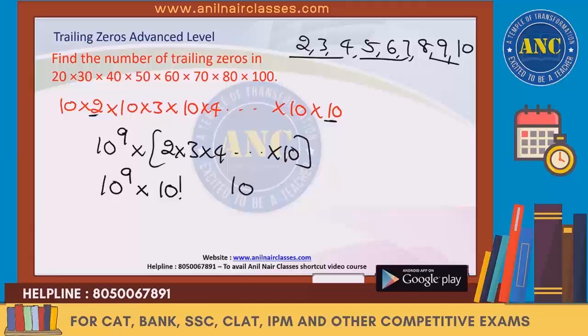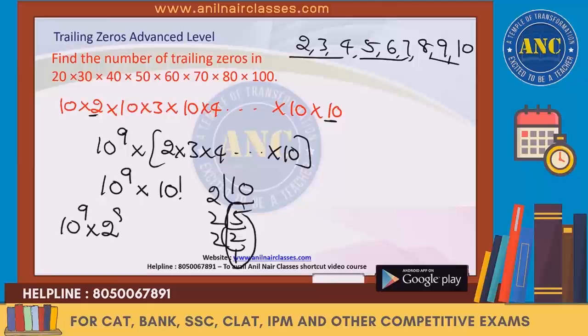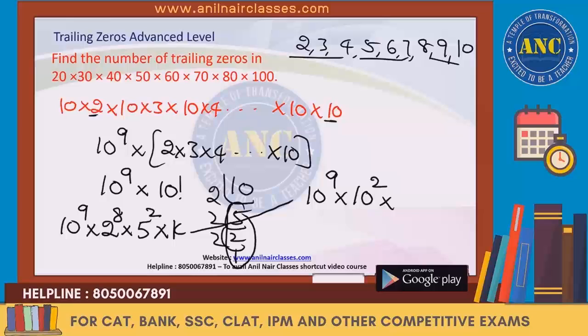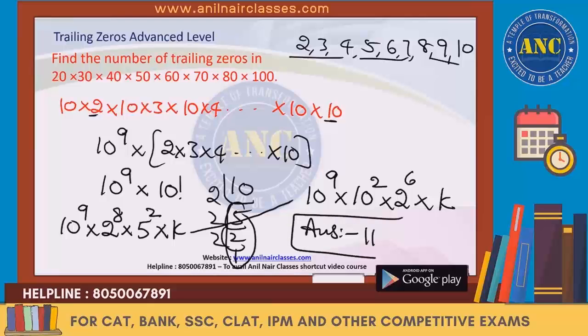So 10 factorial is nothing but 2 5s are 10, 2 2s are 4, 2 1s are 1. 5 plus 2 plus 1 is 8. So this is nothing but 10 power 9 into 2 power 8 into 5 square into some other prime bases. So this is nothing but 10 power 9 into 10 square into 2 power 6 into k. So the answer for this question is 11.